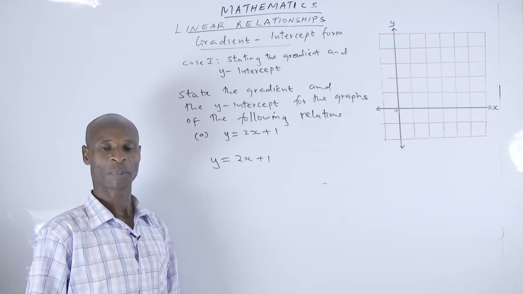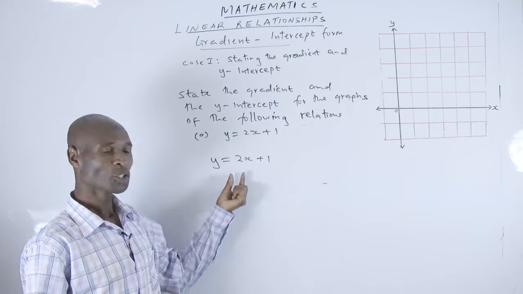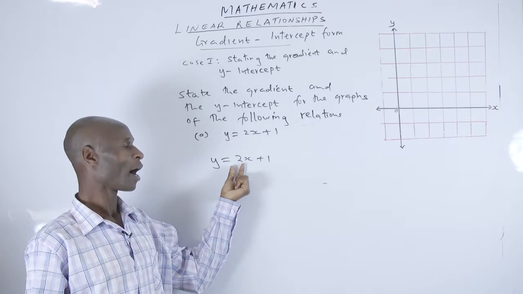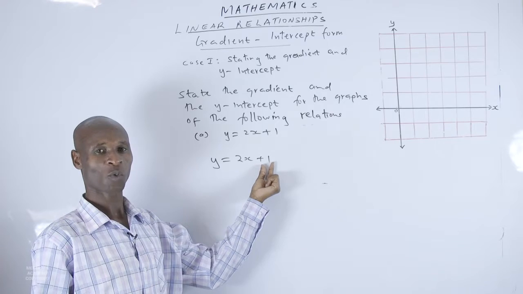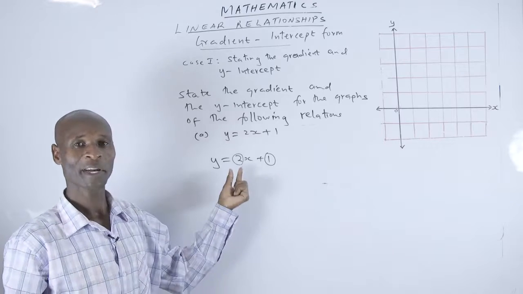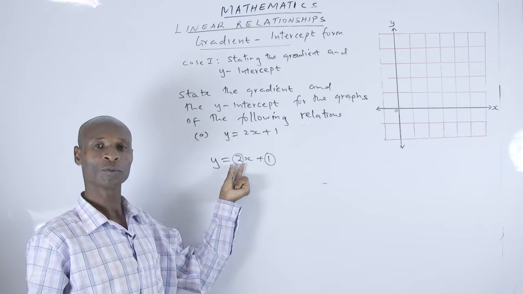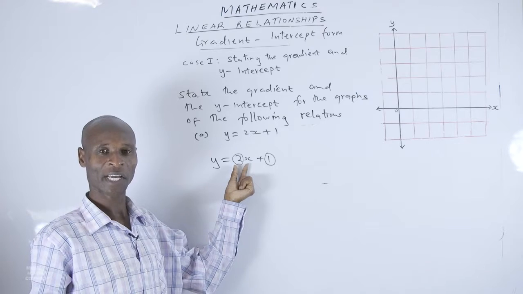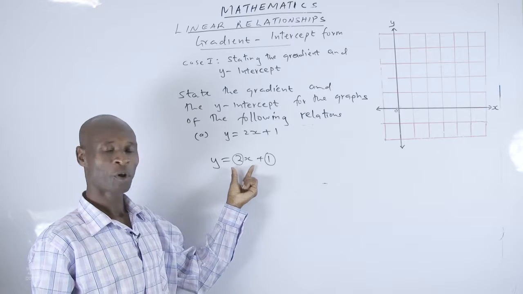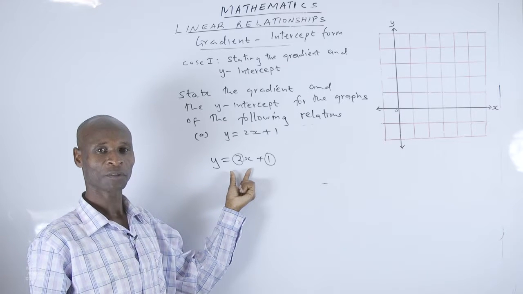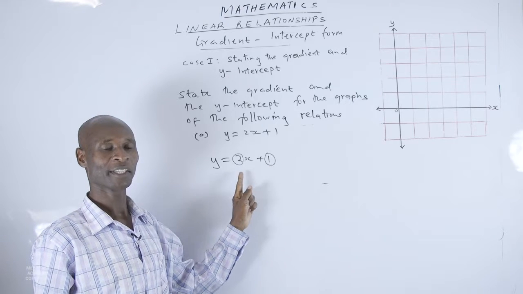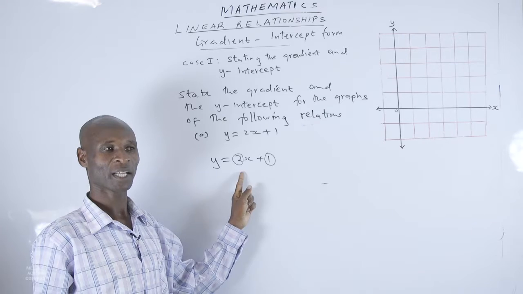So to begin with, we shall consider an equation of the form y is equal to 2x plus 1. So we want to understand the meaning of 2 and the significance of the constant 1. To understand the significance of 2 as far as the linear relation is concerned and the significance of 1, we can plot a table for this particular relation and see what the significance of 1 and of 2 is from that relation.